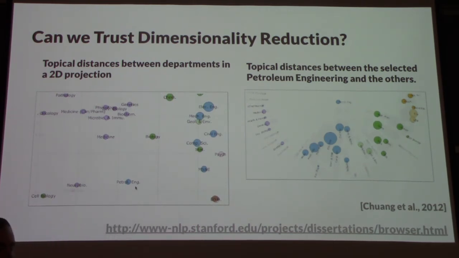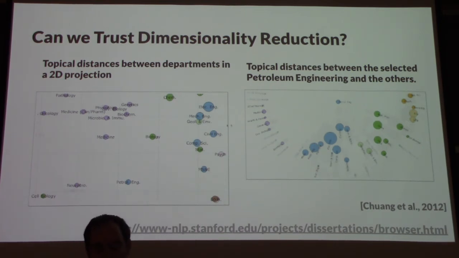And how this looks here is that petroleum engineering is probably closer to neurobiology than it is to civil engineering in this projection, which of course doesn't make a lot of sense, right? So there is an artifact here in this dimensionality reduction algorithm.